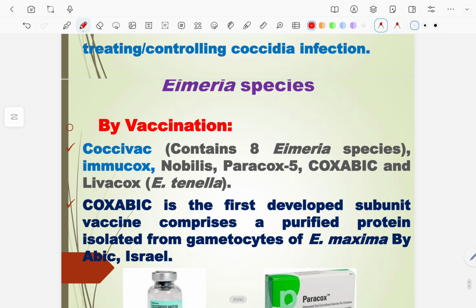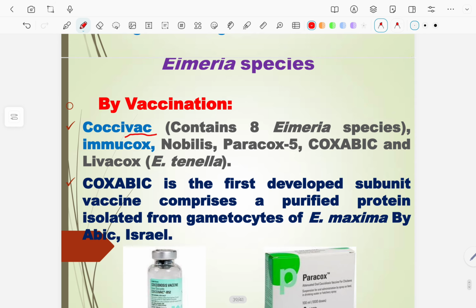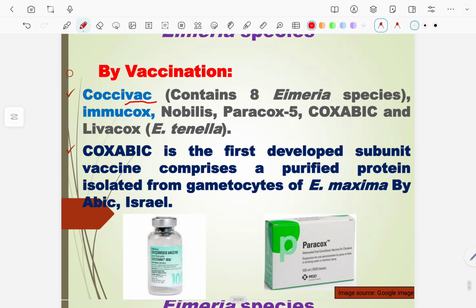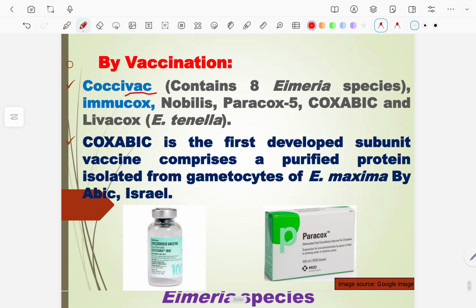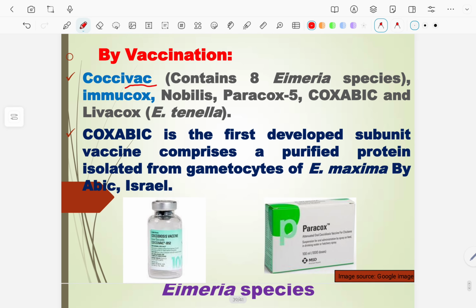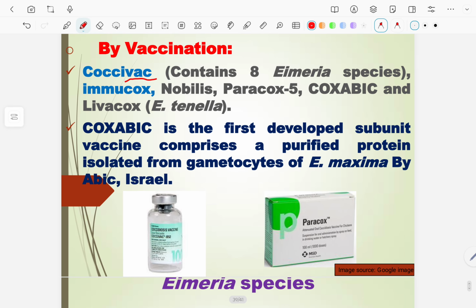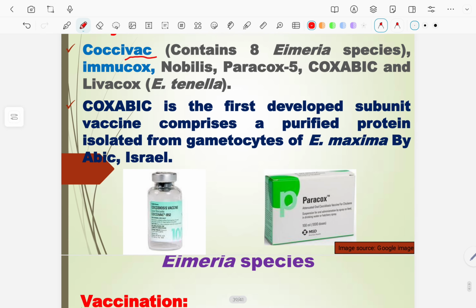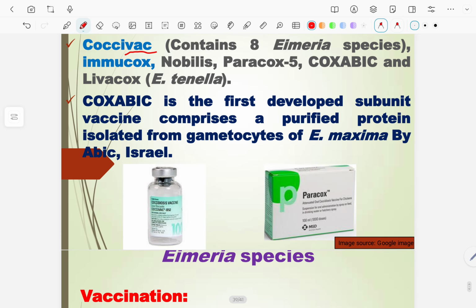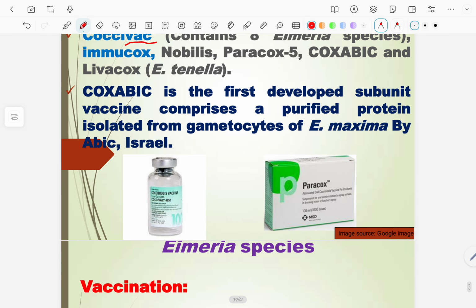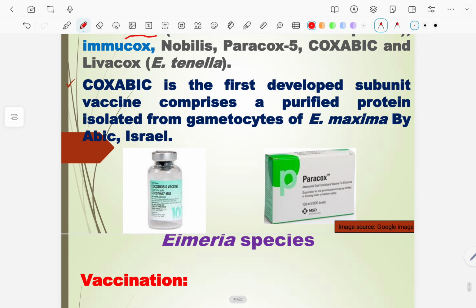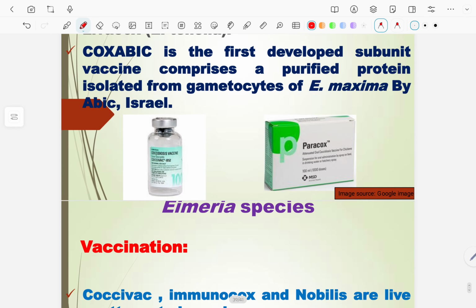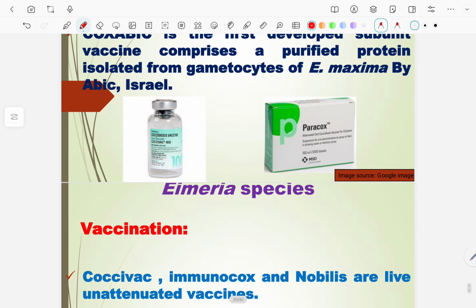Eimeria species control by vaccination. Coccivax contains 8 Eimeria species. Immucox, Nobilis, Paracox-5, Coxabic, and Livacox are other vaccines. Coxabic is the first developed subunit vaccine. The vaccine comprises a purified protein isolated from gametocytes of E. maxima.